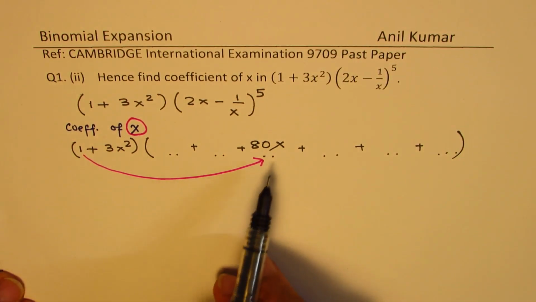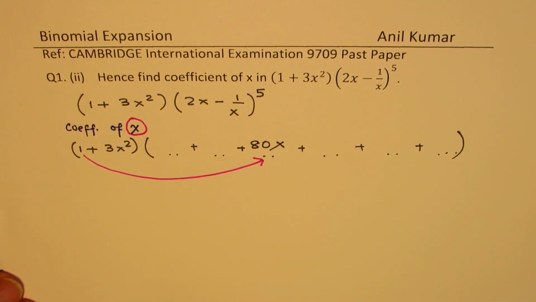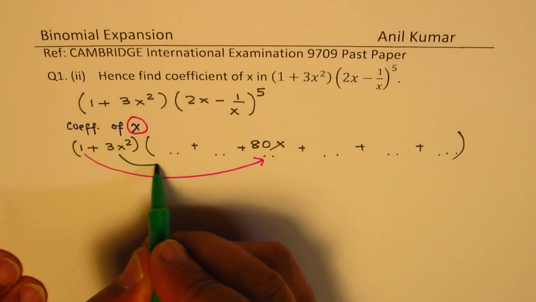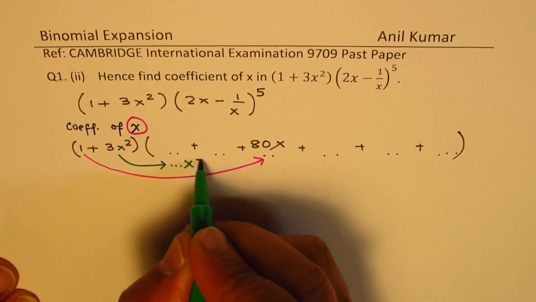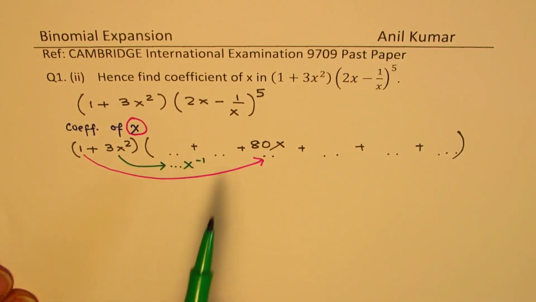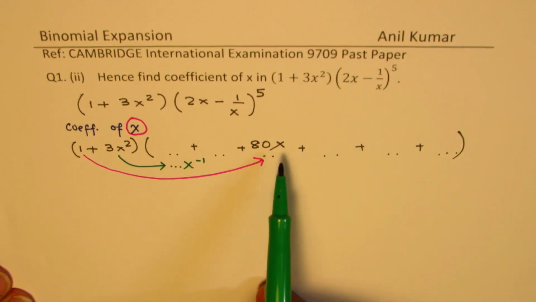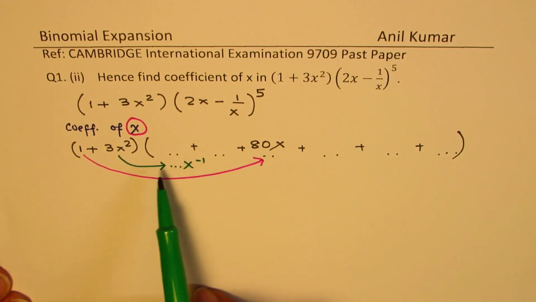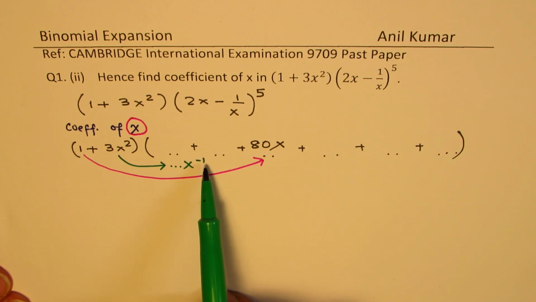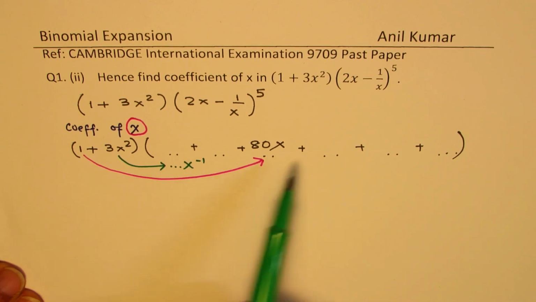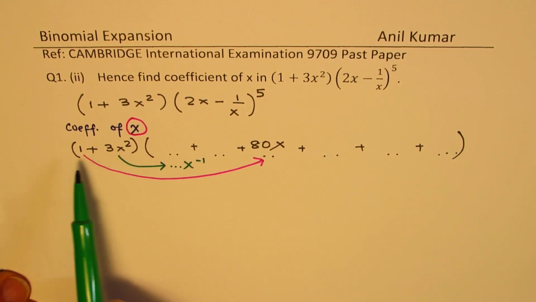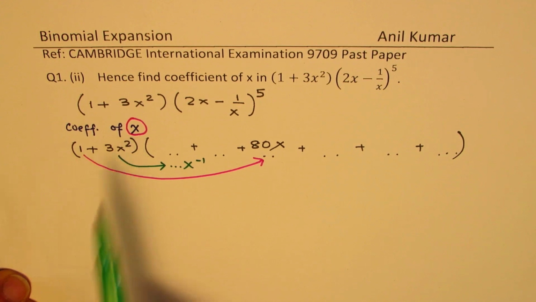Now what are we looking for? We are looking for another term which should be multiplied with this, and you can get x if I get something x to the power of minus 1. So we are looking for a term here which will give us the coefficient of x to the power of minus 1. That will be important for us. That can be multiplied by 3x square. Then we can add and get the coefficient of x. Is that concept clear? Perfect.